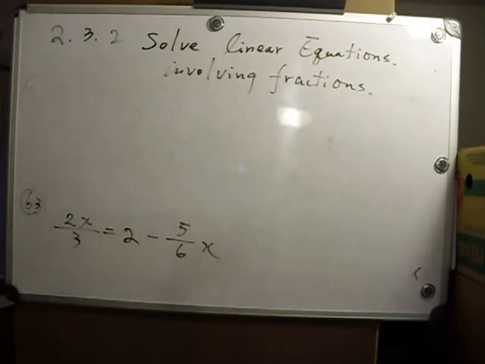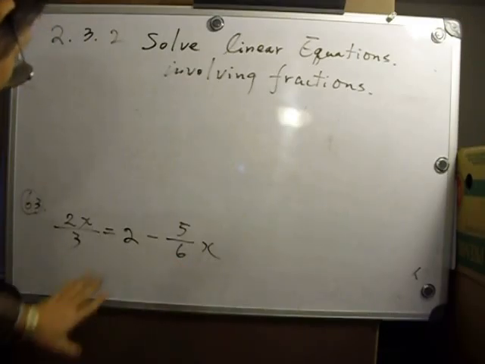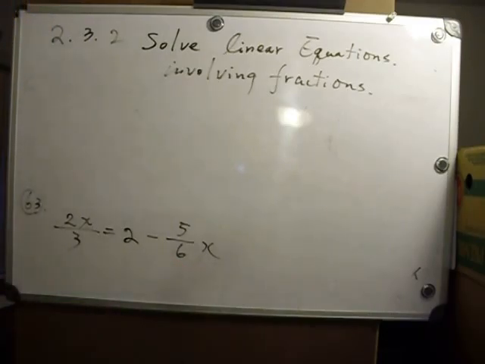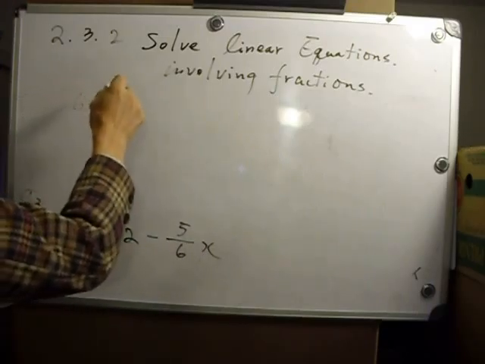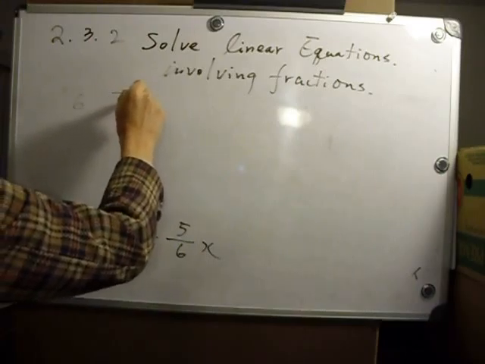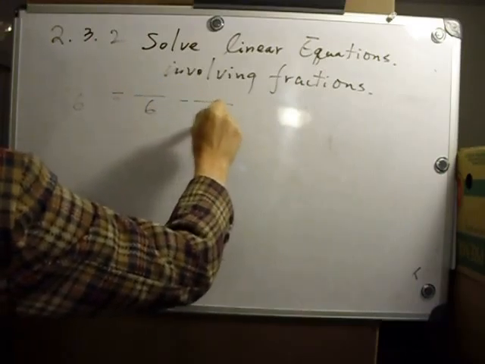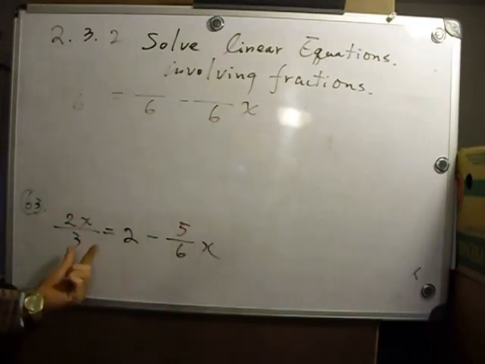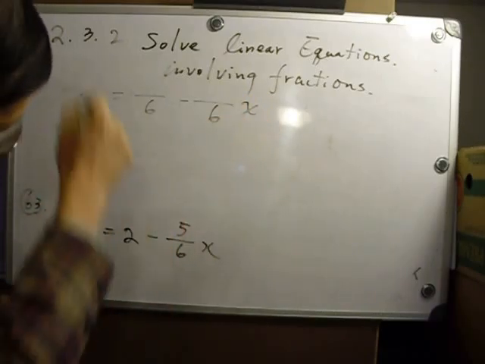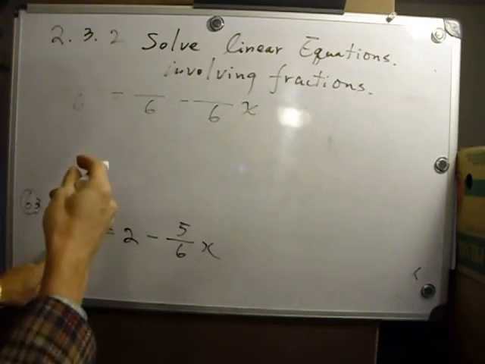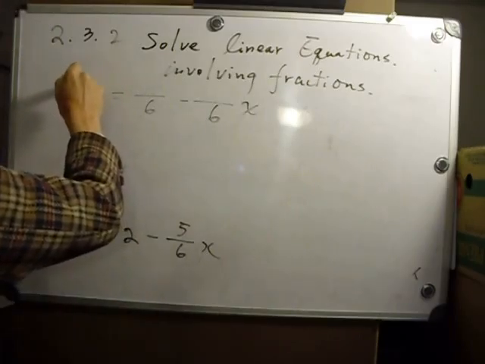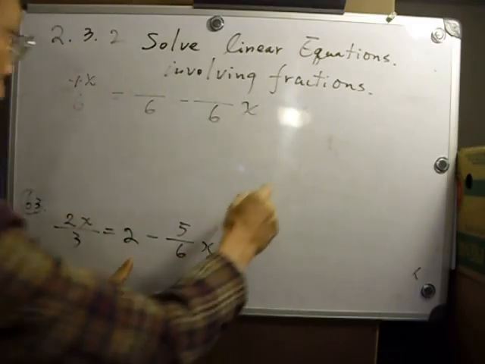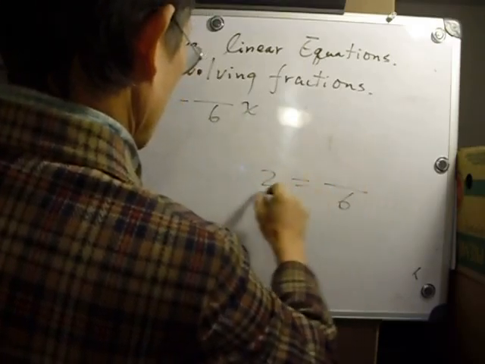2x over 3 equals 2 minus 5 over 6x. This is obvious, we're going to solve for x. So we can use approach number 1, using denominator 6. For each term, as you can see, assume 1 as the denominator. So 3 becomes 6, you multiply by 2. 2 times 2x, 4x.